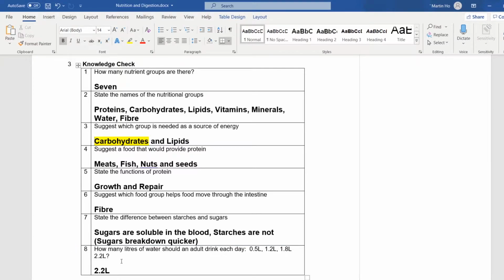And lastly, 8. How many liters of water should an adult drink each day? The recommended guideline is about 8 cups, which translates roughly to 2.2 liters of water. It is important to stay hydrated as it ensures that our body is able to maintain optimal and efficient function.